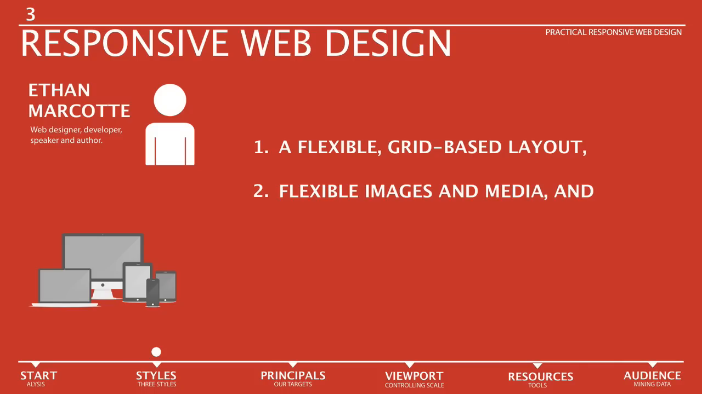And another part of this is that it must have flexible images, and media, meaning video, must also react as the browser resizes. And then the last part are the media queries, which are a cascading style sheet component, or CSS. And this is where we actually get into writing code that says, if the screen is this size, do this. If it's this size, do this. And we can really target different screen sizes.